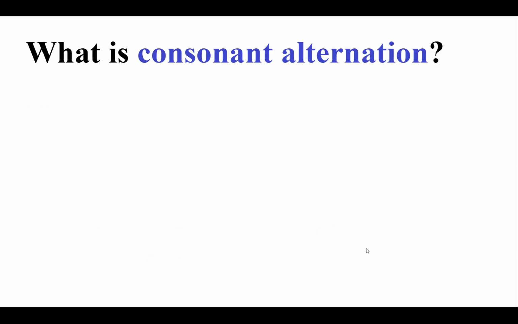What is a consonant alternation? Inferring from the name, alternation means change, or at least a progressive change, one by one, or with a specific pattern. That means you change with a specific or logical pattern, as the pattern or motif goes.